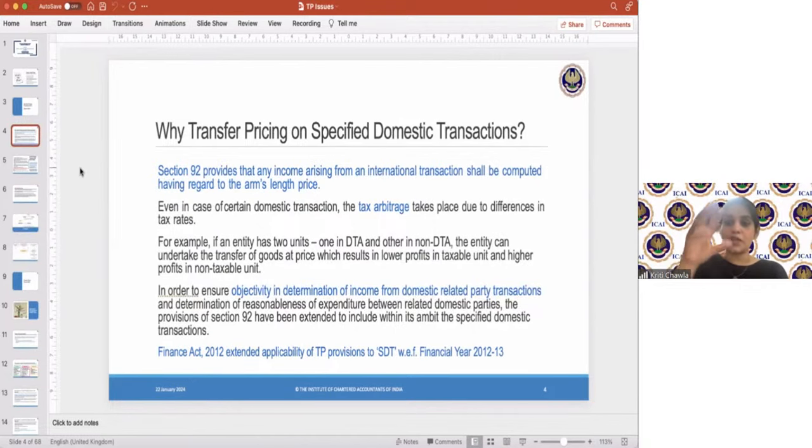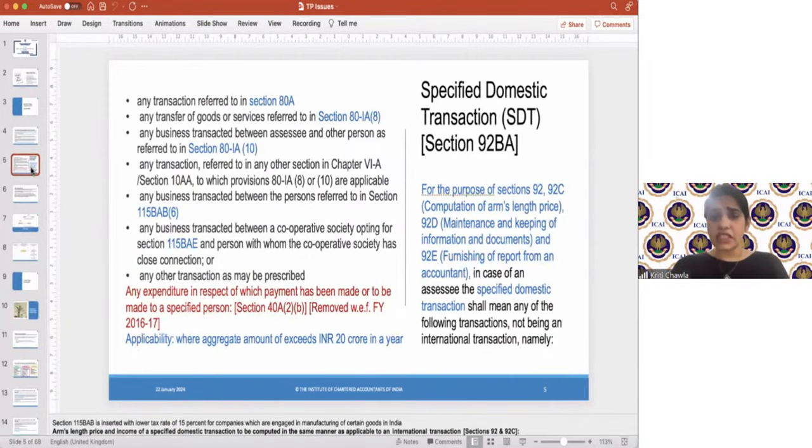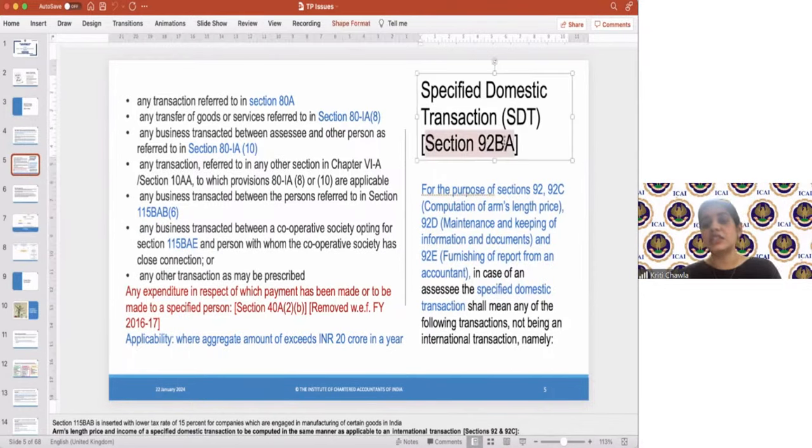So if I'm talking about a company which has two units, obviously the two units will be connected to each other. So the term that they use under section 92BA on specified domestic transactions is called close connect. I'm going to talk about that going forward, but that's really the crux of specified domestic transactions. So the point is, what are the transactions on which it is applicable? Well, before I go to that, let's read through section 92BA.